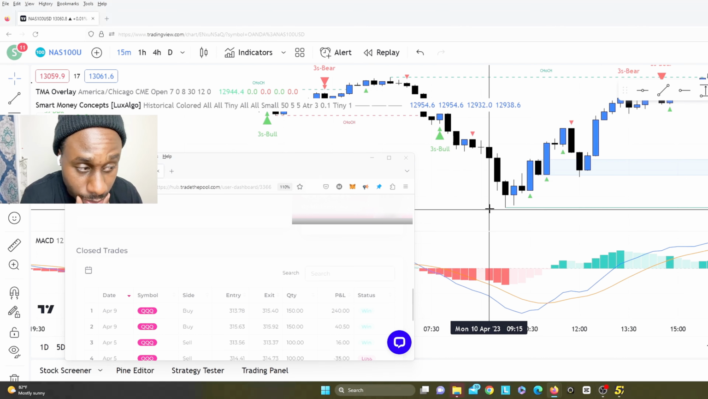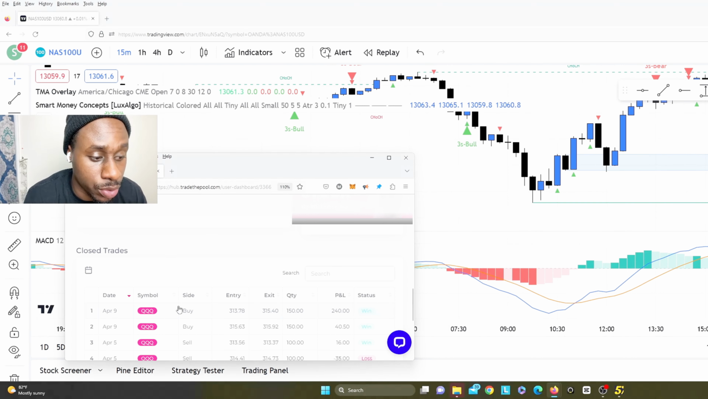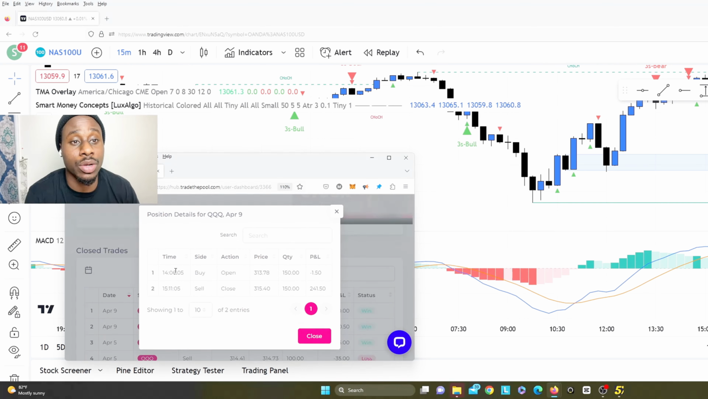I'm hoping the camera quality is much better and you enjoy it, and the sound quality should be much better as well. All right. So on the QQQ, where did I enter? I entered at 10:06. So this one was more bullish bias.